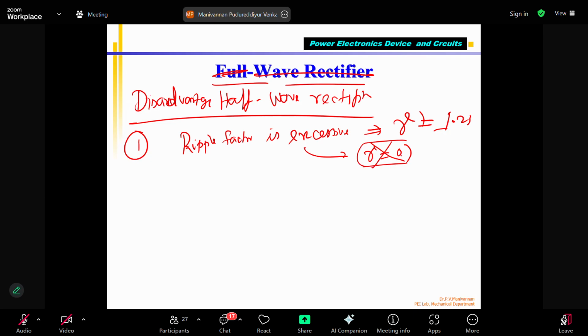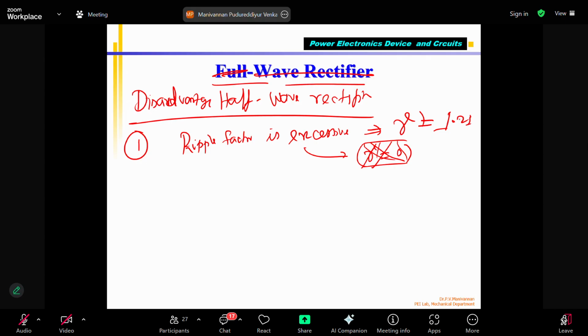This is theoretical. We are going to see different types of rectifiers: half wave, full wave, bridge, three-phase full wave, three-phase half wave. All those things. For everything, there's a formula to calculate what we saw. Already we saw the transformer utilization, ripple factor, all those things. In the half wave rectifier, the ripple factor is 1.21.